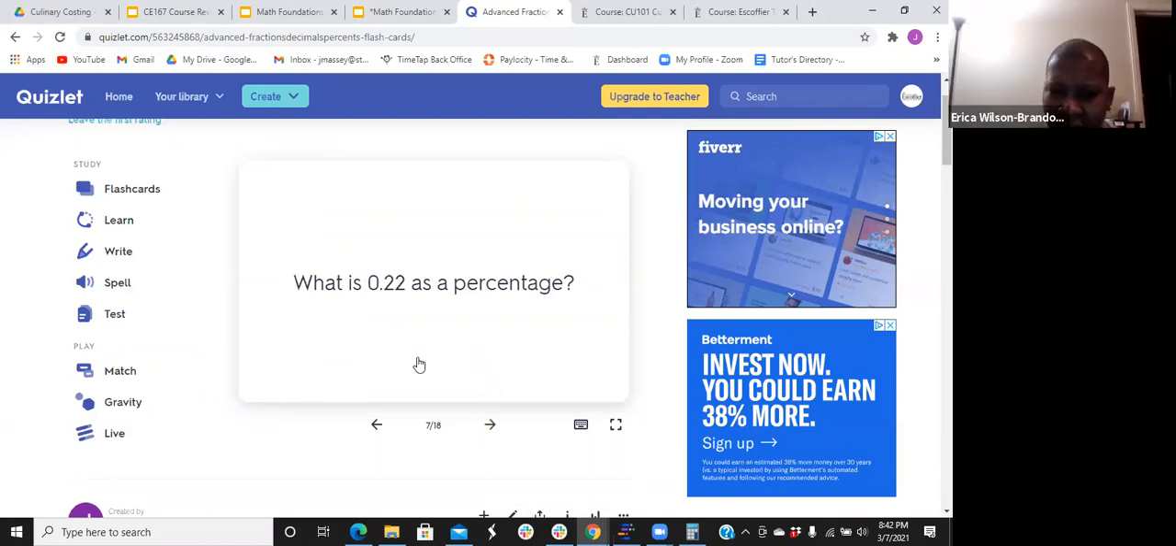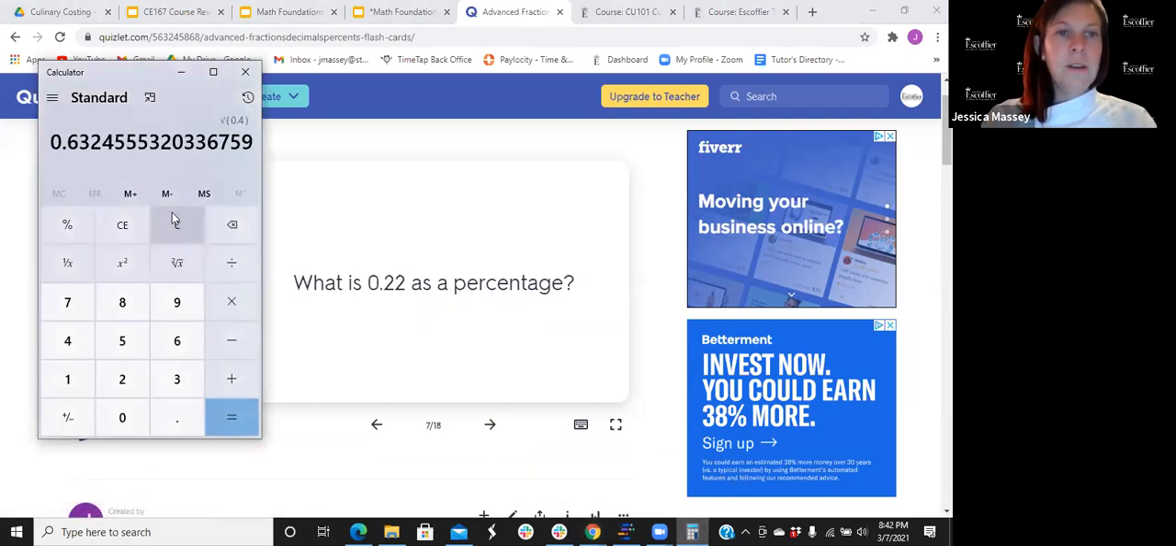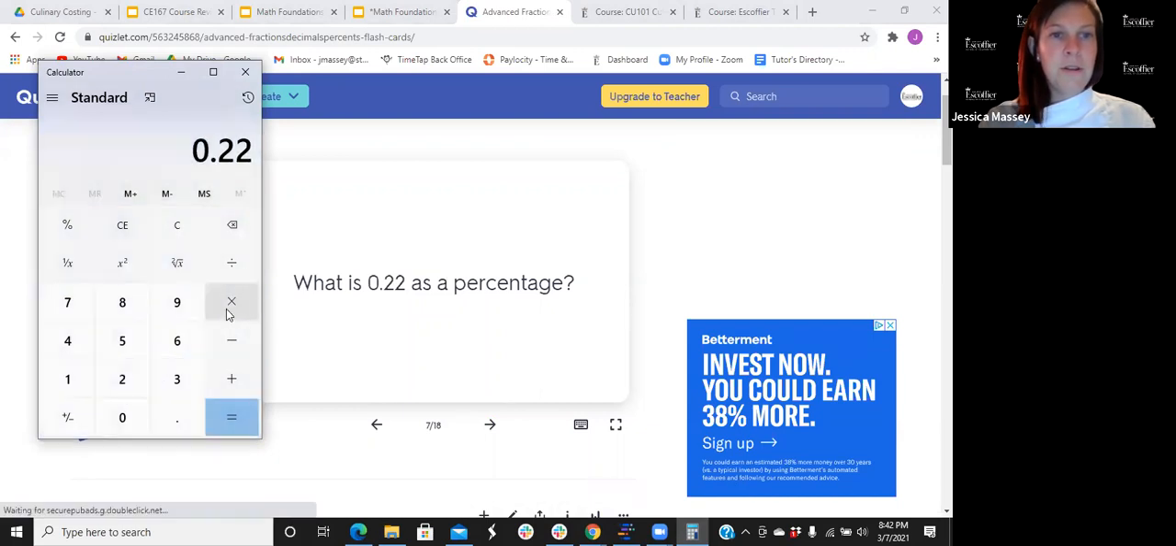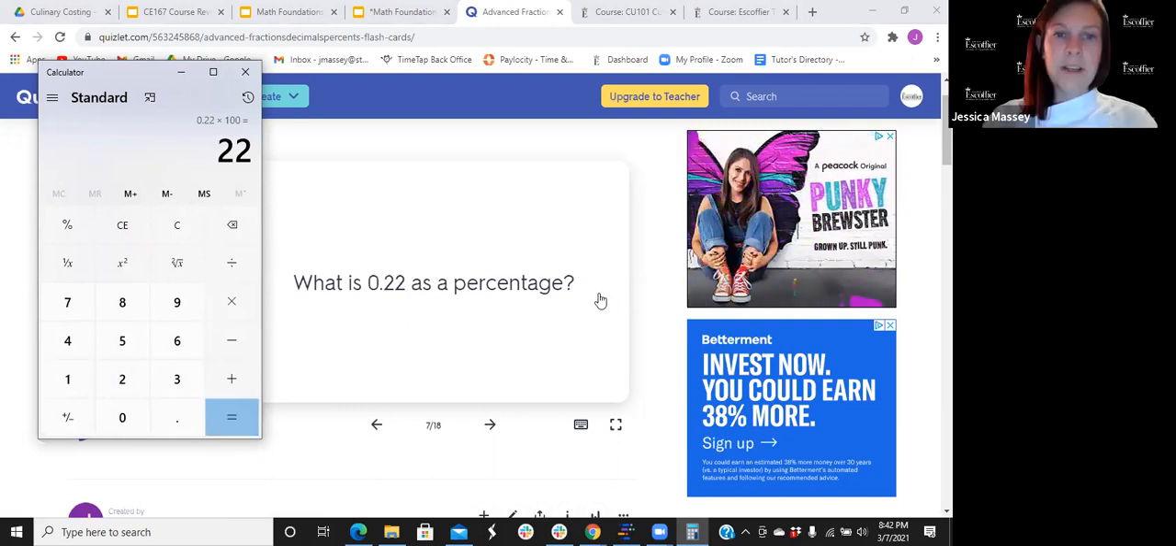0.22 as a percentage. So this same thing, you can move it 2 spots over, or multiply that 0.22 by 100, and that gets us 22%.